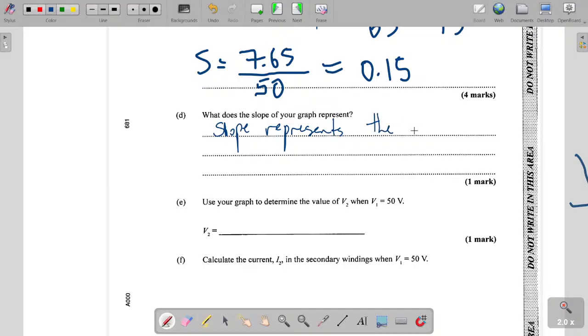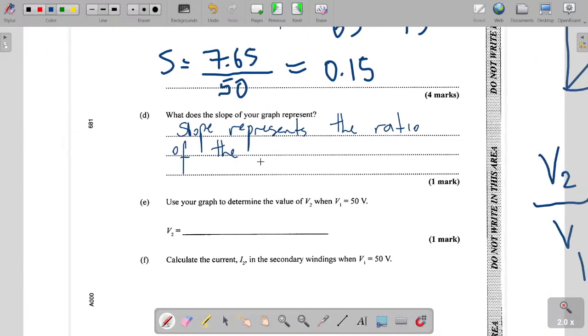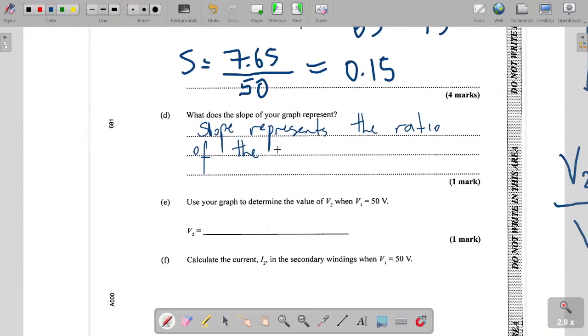the ratio of the, and since it says V2, it would be the secondary turns. So ratio of the secondary turns to the primary turns, or vice versa. So our slope here represents the ratio of the turns.